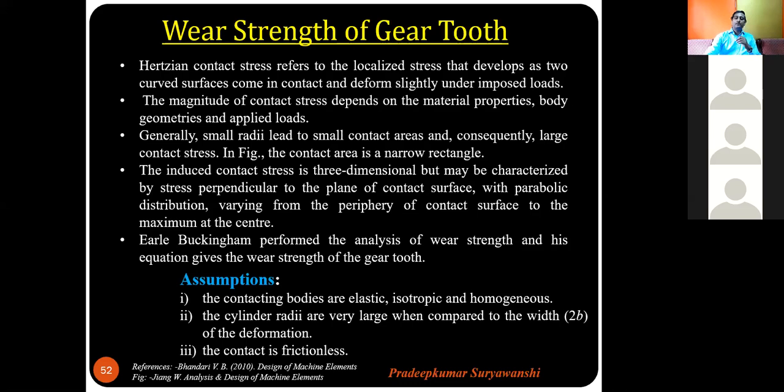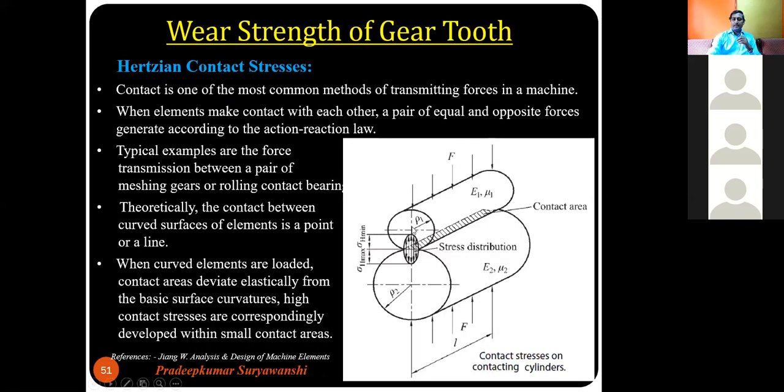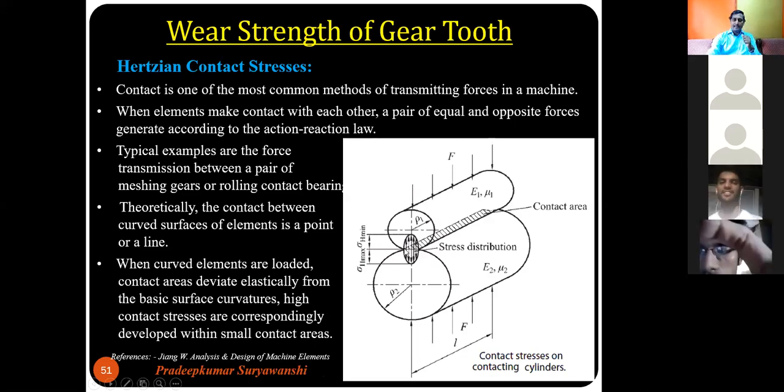Okay, so if you go back to the previous diagram here, this contact stress is sort of three-dimensional. If you look at this deformation, it can be characterized by a stress which is perpendicular to the contact surface. Therefore there are so many arrows shown in upward and downward direction here. These arrows indicate the contact stress, which varies from minimum value at the periphery to the maximum value at the center. Okay, so it is characterized in that way.